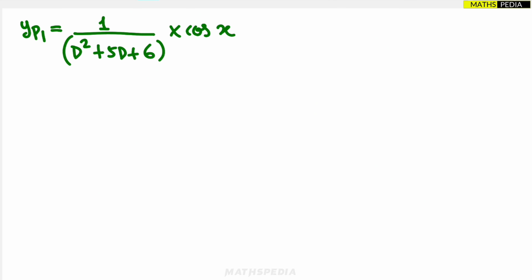Now how to proceed? Whenever you are getting k cos ax, what we are going to do is substitute, in place of d square, minus a square. The a value is nothing but, see, k cos ax. This is the form. Now here we have to find the a value. Since no number is there, it is considered as 1. So a value is 1.